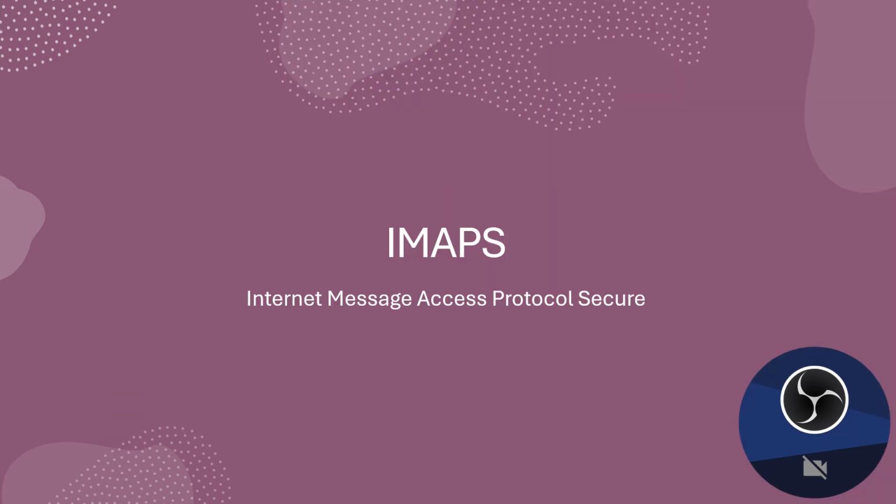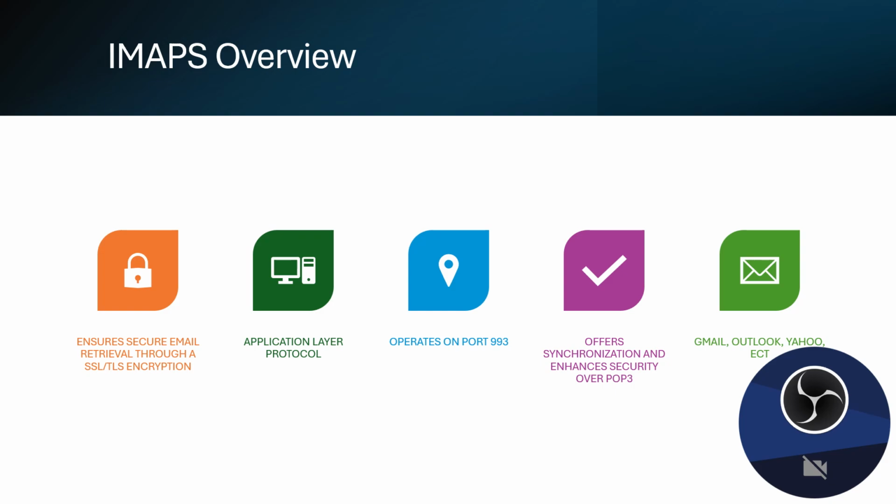Now we'll talk about IMAPS, otherwise known as Internet Message Access Protocol Secure. So now we're going to do the IMAPS overview. First, IMAPS ensures secure email retrieval through SSL/TLS encryption. It ensures end-to-end encryption and protects emails from interception. It operates as an application layer protocol of the OSI model, and it operates on port 993. Unlike non-secure IMAP, which runs on port 143, IMAPS ensures all communication is encrypted by default.